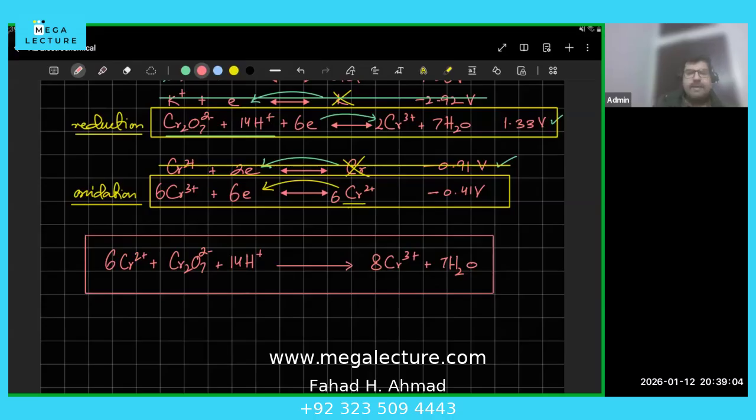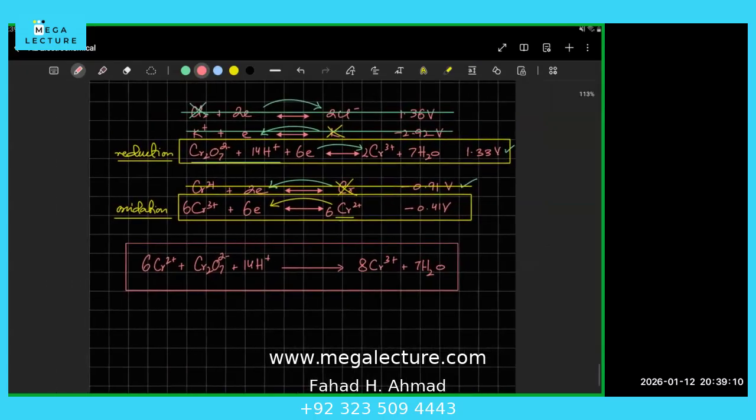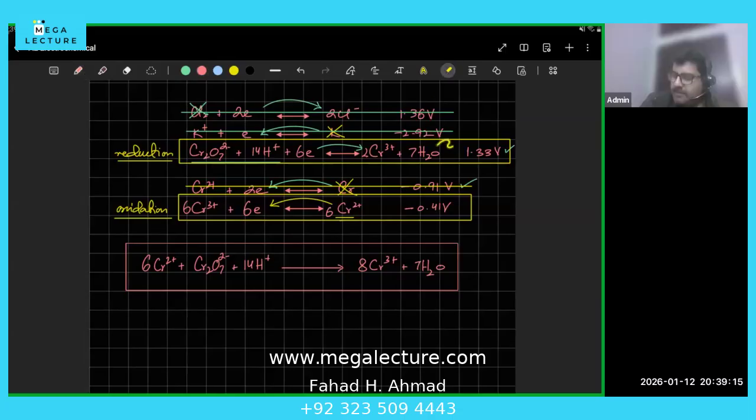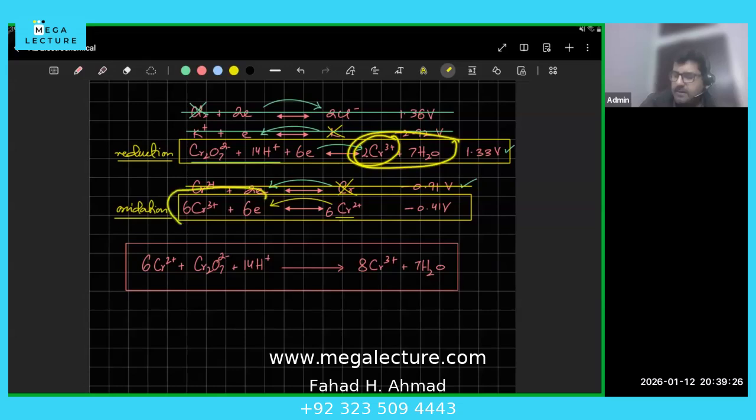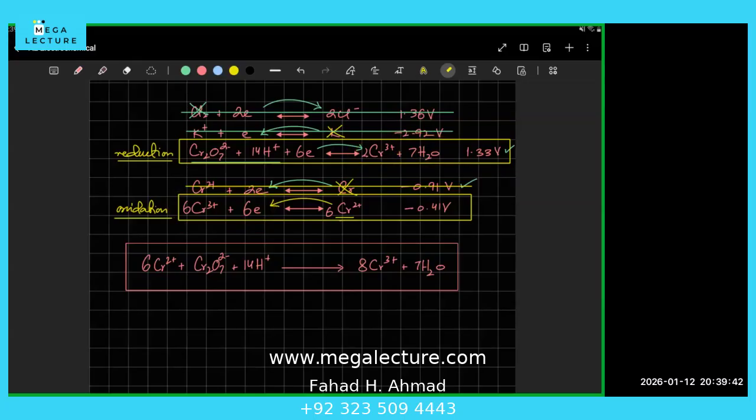ठीक है, ये क्लियर है? Yes. Sir, 8 Cr3+ कैसे हुआ? ये पहले वाले में प्रोडक्ट क्या था? ये था ना? तो ये 2 Cr3+ है ना, और इधर प्रोडक्ट क्या है? 6 Cr3+ है ना। तो if you add up the products तो क्या हो जाएगा? That's going to be 8 Cr3+ और 7 वाटर मॉलिक्यूल्स। ठीक है, क्लियर है? Yes.